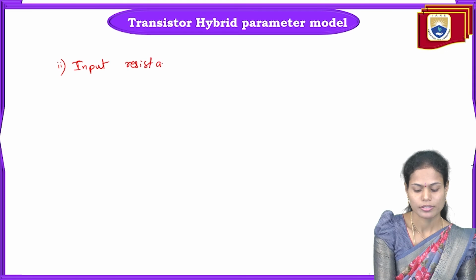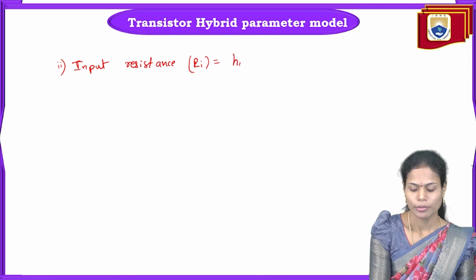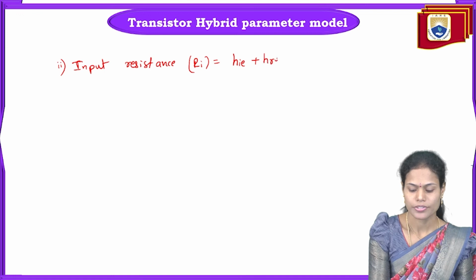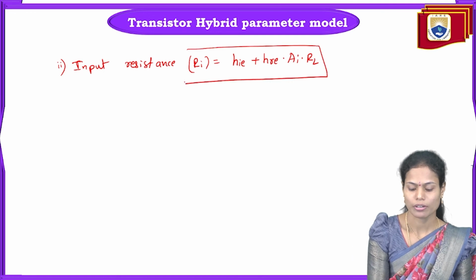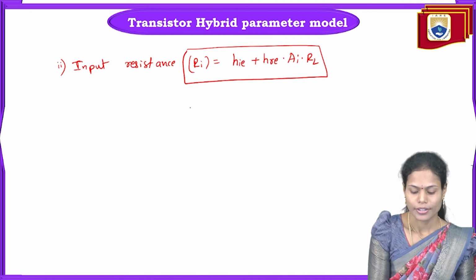Input resistance. Ri is equal to the input resistance of the h-parameter model, hie plus hre into current gain into load resistance. So this is the formula for input resistance. Now substitute all the values here.